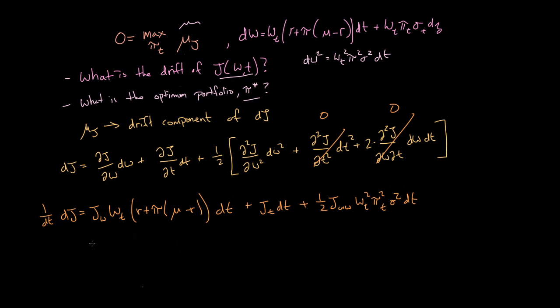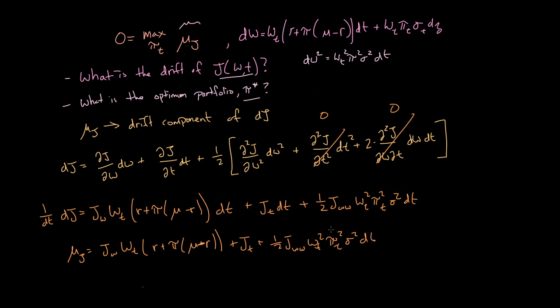So our answer for mu of J is just going to be equal to exactly what we have here with no dt term, minus r, plus J_t plus 1/2 J_WW W_t squared pi_t squared sigma squared. Whoops, no dt, no dt. Bad Jesse. Bad Jesse.